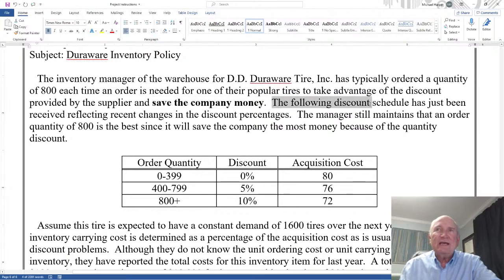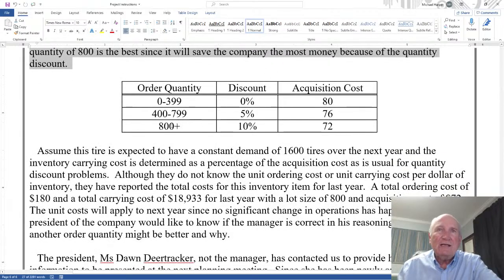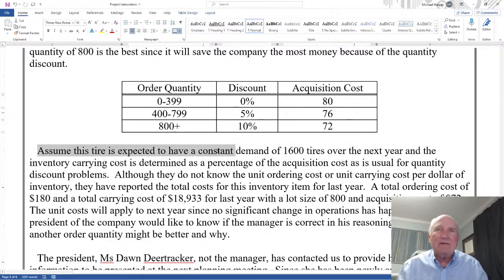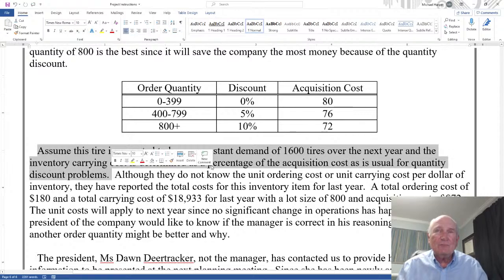Okay, the following discount schedule has just been received reflecting recent changes in the discount percentages. The manager still maintains that an order of 800 is the best since it will save the company the most money because of the quantity discount. So notice 800 is a maximum here with a maximum discount of 10%. So he bought all those tires for $72 per tire. Okay, assume this tire is expected to have a constant demand of 1,600 tires over the next year, and the inventory carrying cost is determined as a percentage of the acquisition cost as is usual for quantity discount problems.